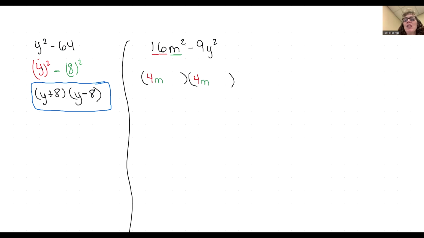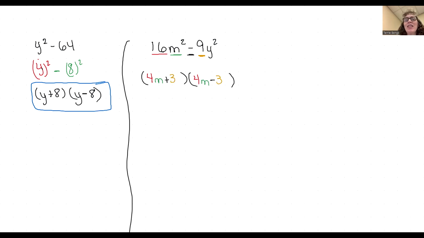Then the next thing we see in our equation at the top is the minus sign. So we're just going to put a plus in one and a minus in the other, because we'll always have a plus and a minus when we do the difference of two squares. Then the next thing we see is that 9. So when we see that 9, we think, what is the square root of 9? Or what number times itself equals 9? And that is 3. So we're going to have our 3 next.